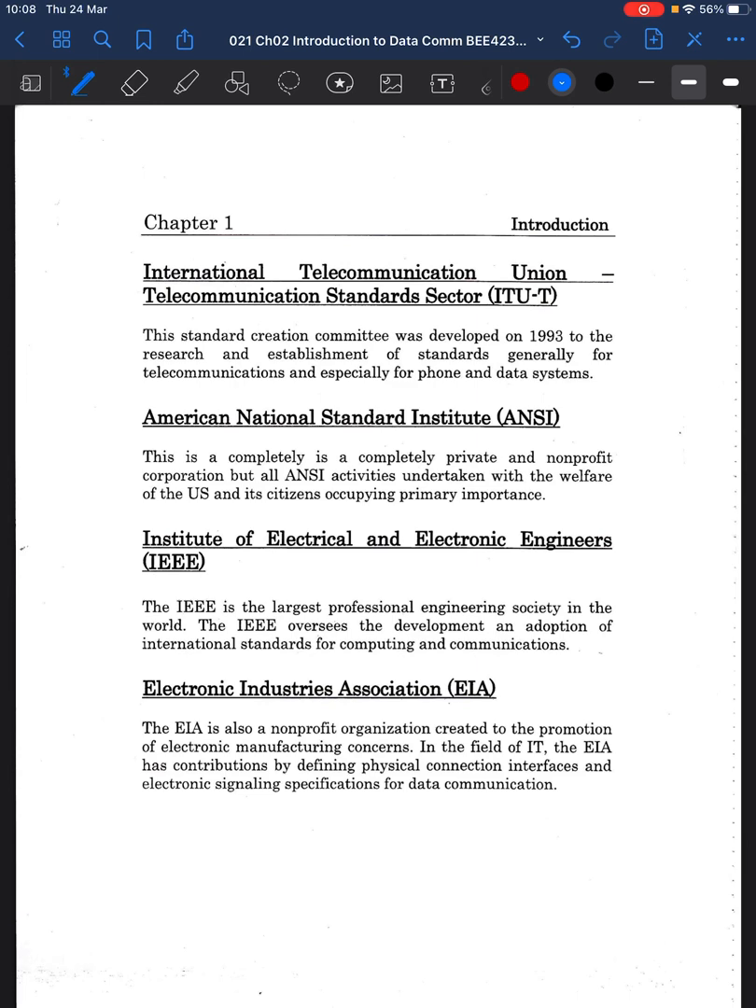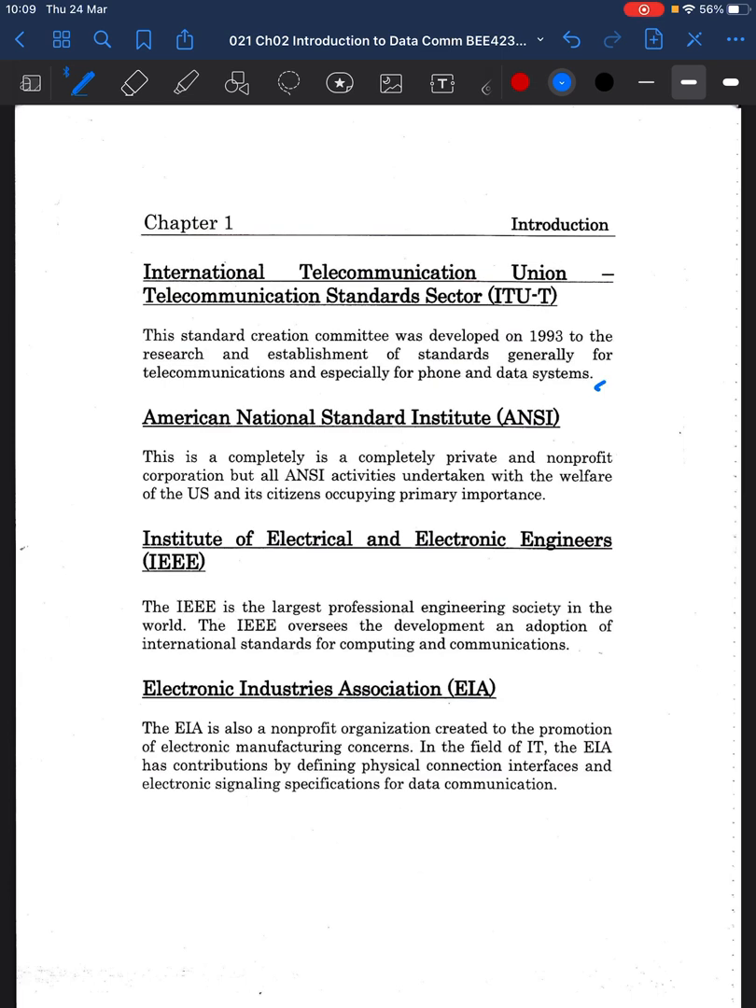Second is ITU-T, the International Telecommunication Union Telecommunication Standardization Sector. This standards creation committee was developed in 1993 for the research and establishment of standards generally for telecommunication and especially for phone and data systems. Next, ANSI, the American National Standards Institute. This is a completely private and non-profit corporation, but all ANSI activities are undertaken with the welfare of the US in mind.